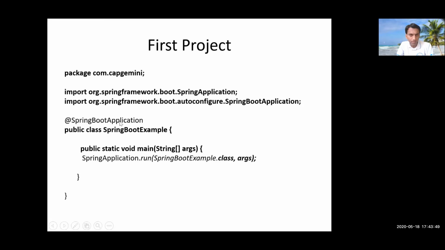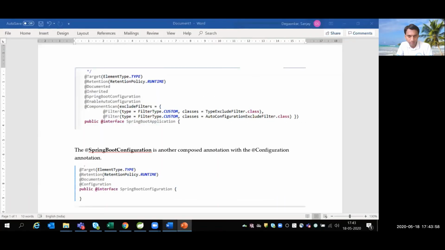Then we have the Spring Boot application annotation and SpringApplication.run. What is the meaning of Spring Boot application? It has two meanings. Number one, it is a combination of multiple annotations. What are those annotations? Target, Retention, Documented, Inherited, Spring Boot Configuration, Enable Auto Configuration, and Component Scan. So here you don't need to create any configuration file. The way we specify component scan in a Spring project, you don't need to specify all these things. And additionally, by default, some classes are loaded.